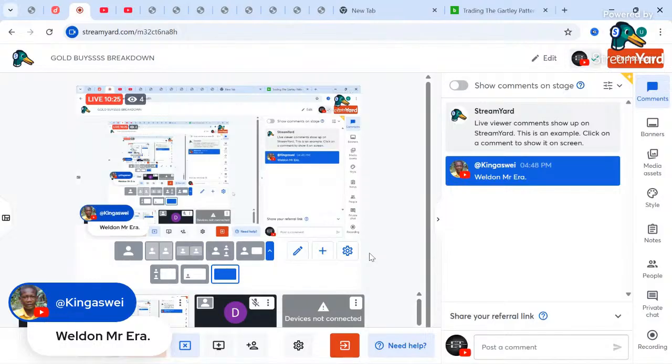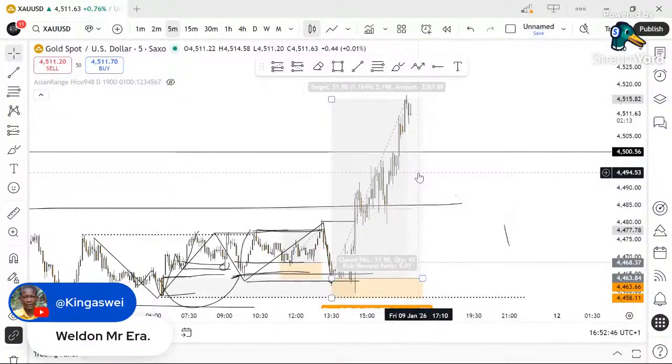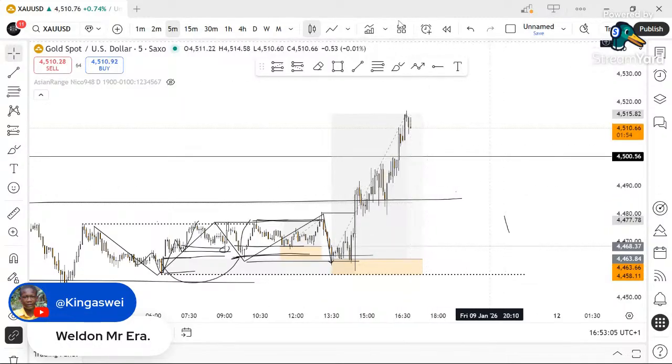So that was how we took that trade, giving us about how many pips now? Giving us about over, this is a 1 to 9 ratio. This is a 1 to 9 ratio of about 300 and something pips. Then we had about how many pips stop loss? About 75 pips stop loss.